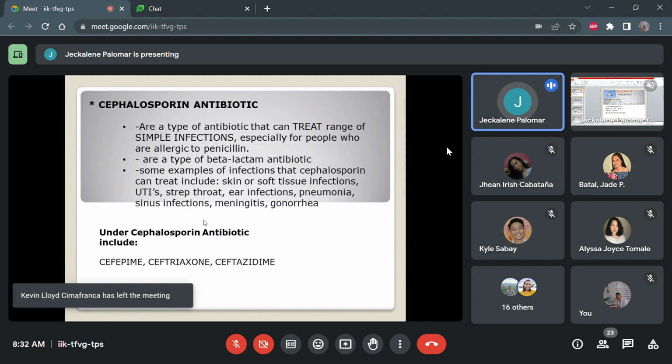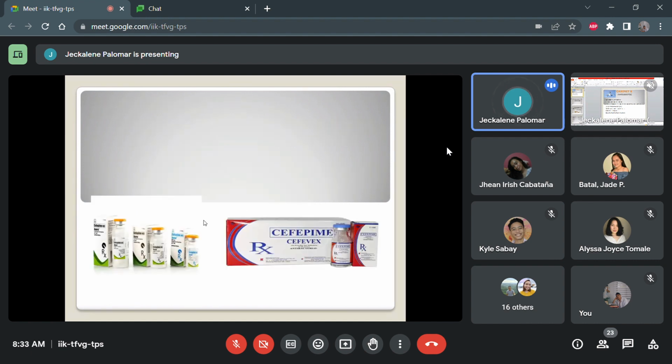So under cephalosporin, the antibiotics are the following: cefepime, ceftriaxone, and ceftazidime. Cefepime is under restricted, don't forget, restricted. How about ceftriaxone? It can be under monitored. And ceftazidime is also under monitored. So these are the examples of cephalosporin.